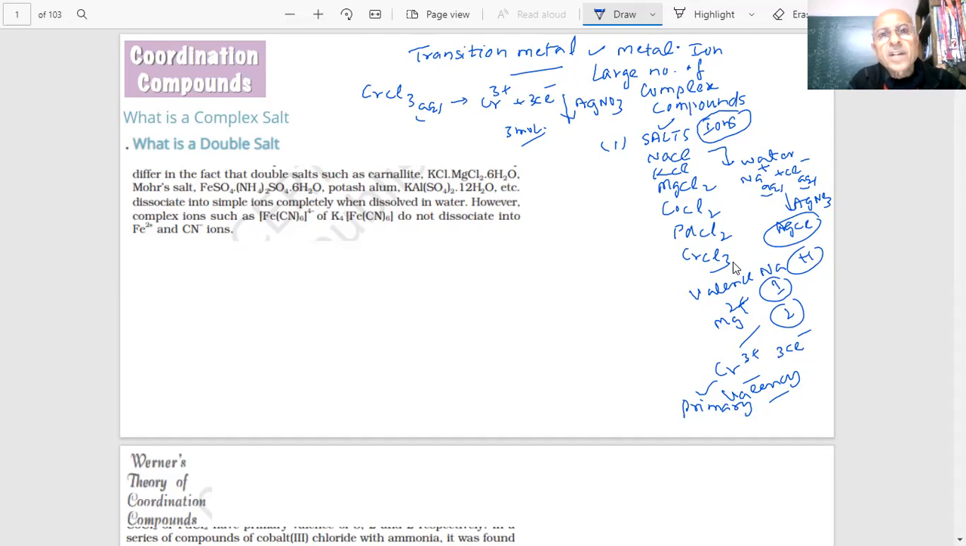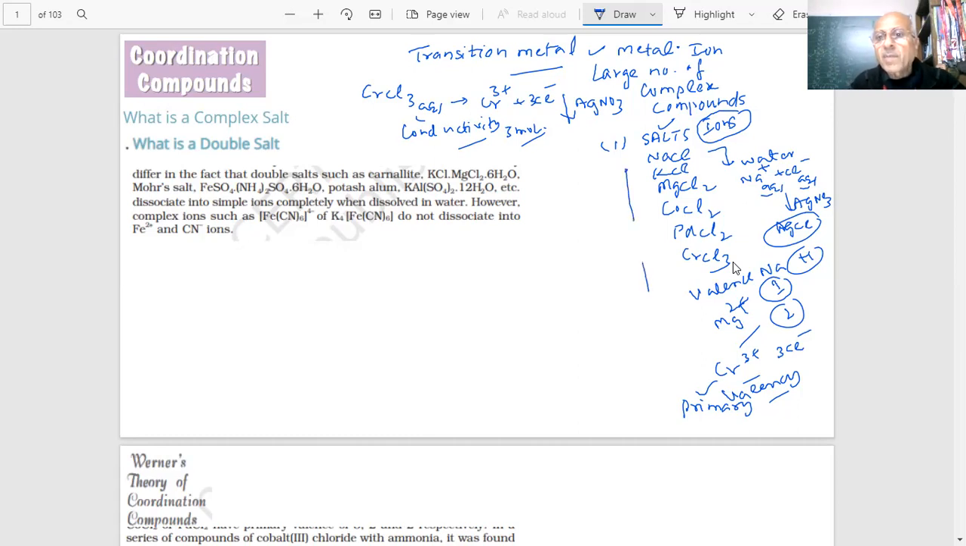And we can do conductivity measurements also. You have read in the chapter of electrochemistry that conductivity can tell you how many ions are there in the solution. Conductivity depends on the number of ions. More ions means more conductivity. So we know how many ions, and we know the conductivity value also. We have studied this in electrochemistry. These are salts.